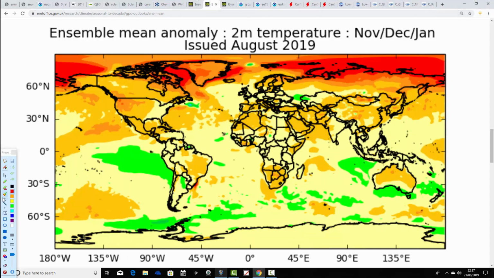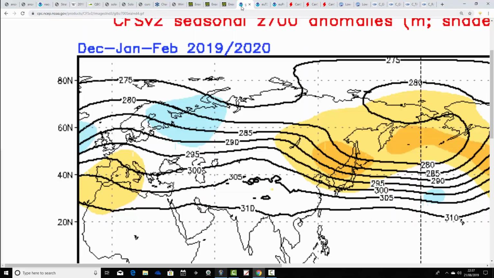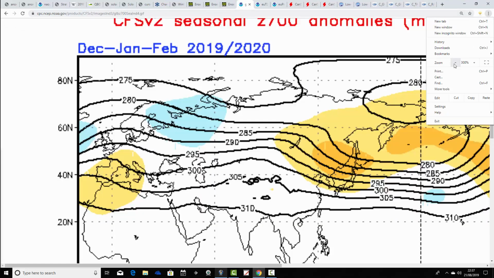The temperature anomaly is a little bit milder than average, so I'm not doing anything particularly exciting for temperatures at this stage. Precipitation anomalies are rather wetter than average, but notice it's drier than average around here, close to Iceland, and up here. That tells us that there could be a little bit of blocking as we go into the early winter in any case.